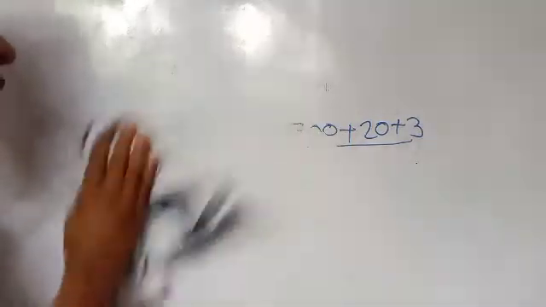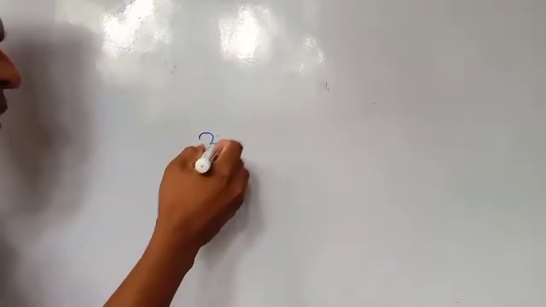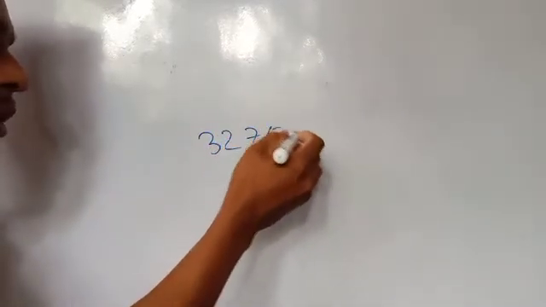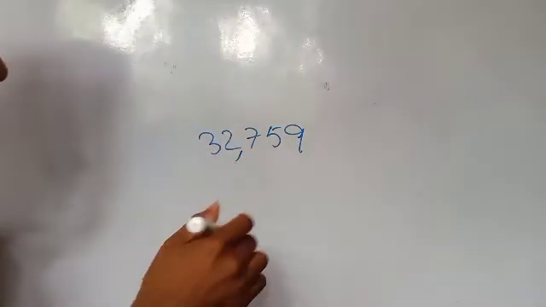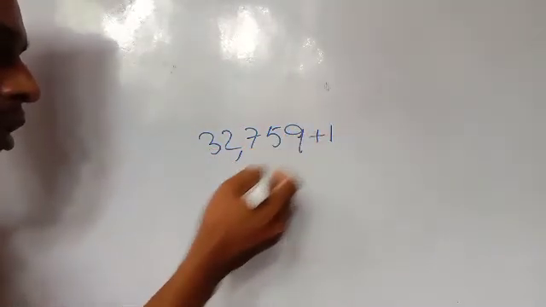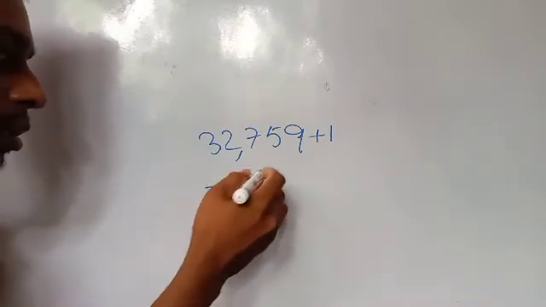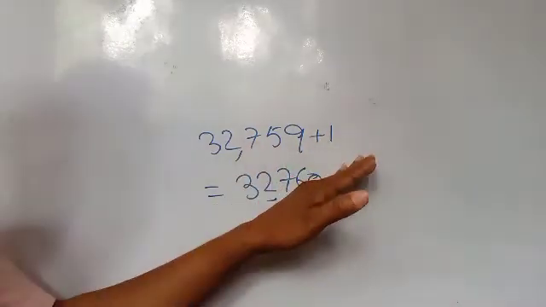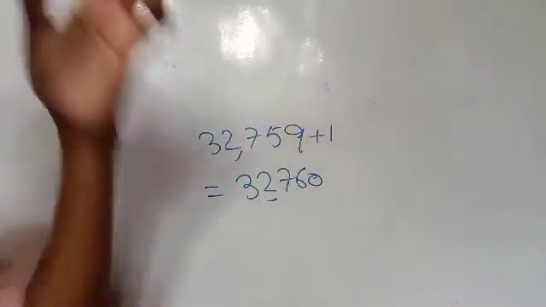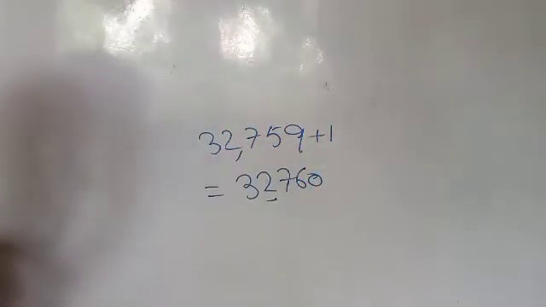And successor and predecessor, you know them very well. Successor means the next number. Take 32,759. If you add 1, you will get the successor, that is 32,760. So the next number, or add 1 to the given number, gives the successor.